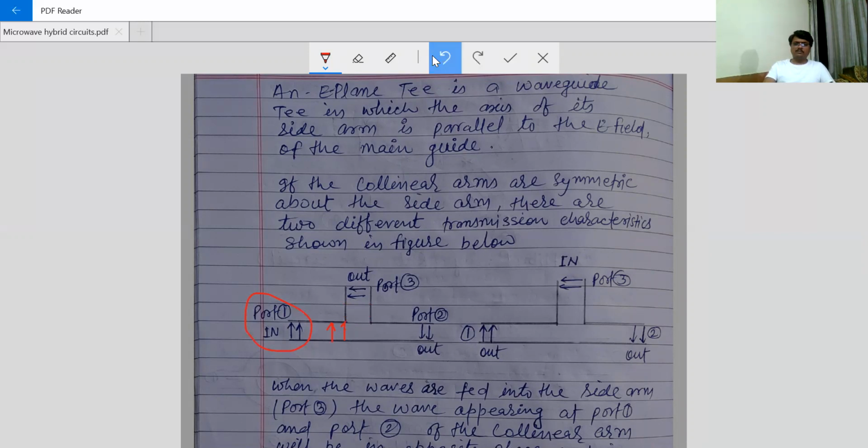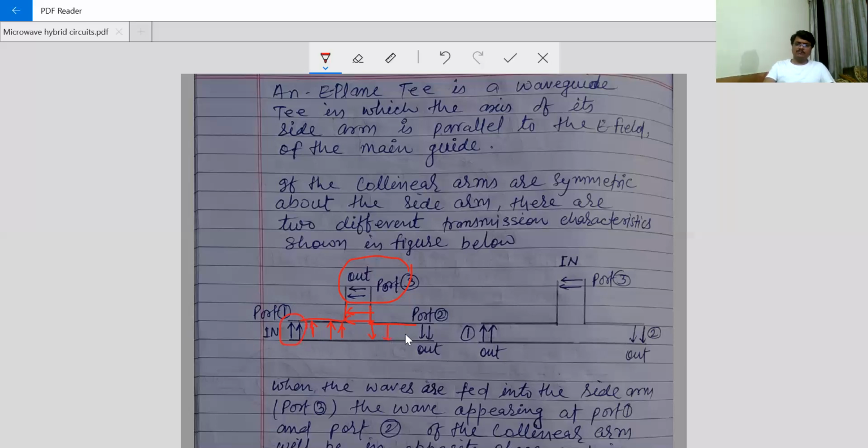Again, what will happen when we give the input at port 3? It will come like this. There are two possibilities. The wave may come like this because this tail will not leave its place, or its head will not leave its place. If it comes on this side, it will not leave this tail, and if it comes in this direction, it will not leave its head. So it will come like this, and we will get the output here also, here also.